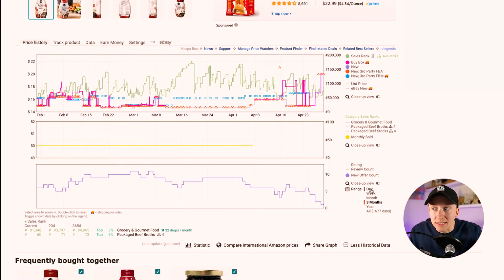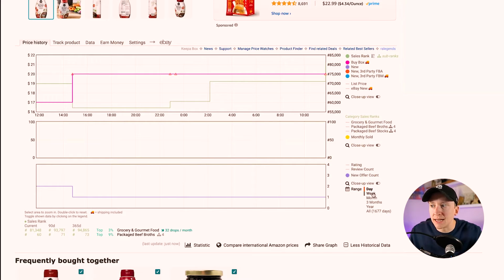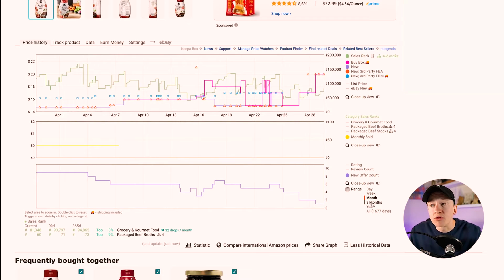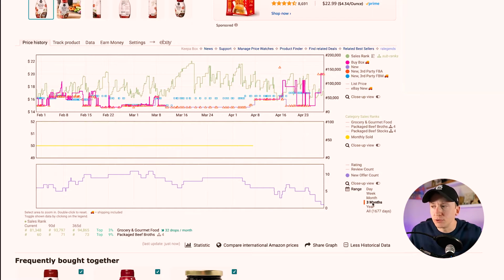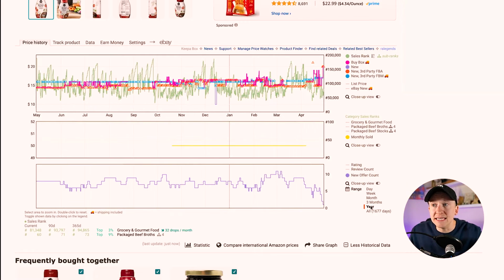Now, if you just want to see one day, you can click on day and it'll show us that. You can also see the week, the month, the 3 months is what it typically will default to. And then what I recommend is the year chart, because we want to see what it has looked like in the past year. This allows us to see seasonal information.